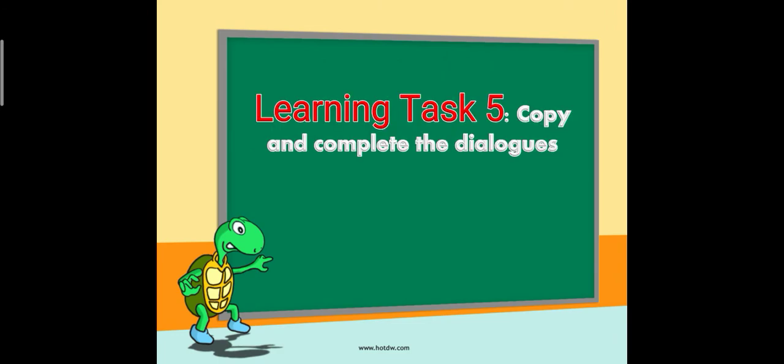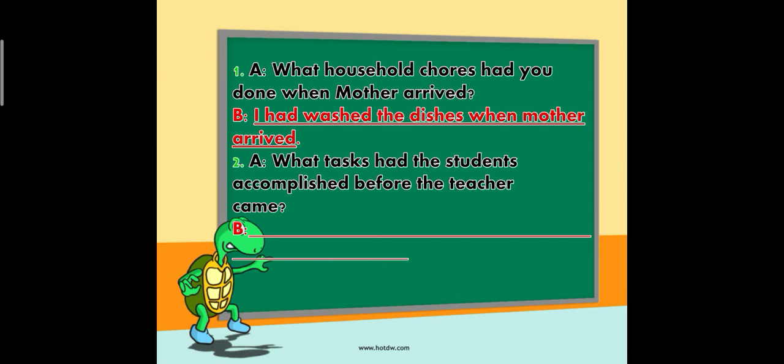Now, let's move on to learning task number 5. Copy and complete the dialogues. Number 1. What household chores had you done when mother arrived? I choose to answer number 1 so that you can have a pattern on what to answer on the following numbers. But please, do not copy my answer. You can provide your own. My answer is, I had washed the dishes when mother arrived.